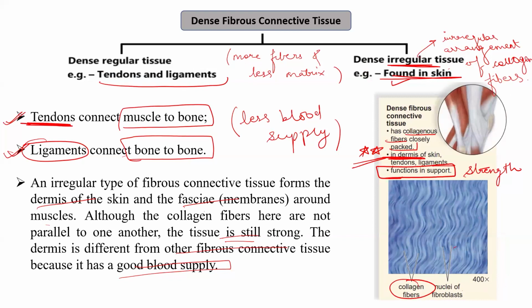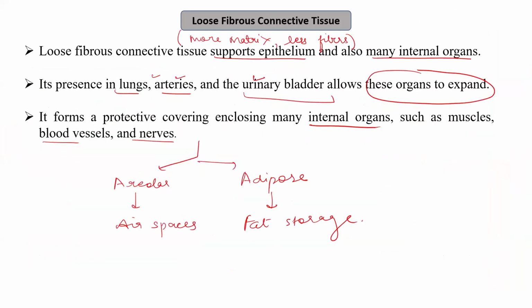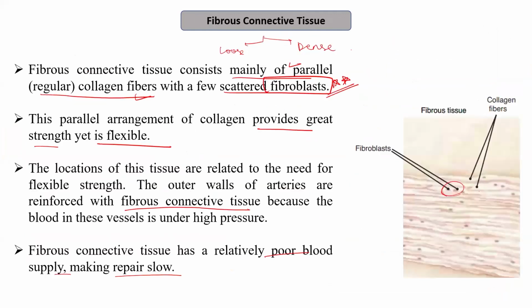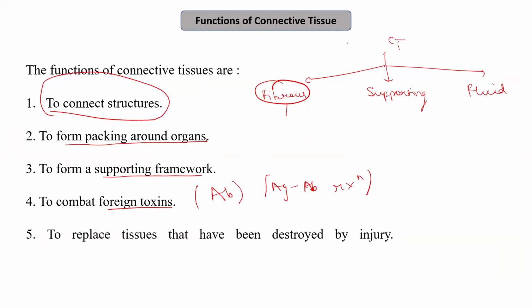So this was about the fibrous connective tissue. Fibrous connective tissue was broadly classified into two types, loose and dense. The loose connective tissue mainly consists of adipose tissue and areolar tissue. In loose connective tissue, we discussed areolar tissue and adipose tissue, where the collagen fibers are arranged parallelly and they have spaces in between the cells.